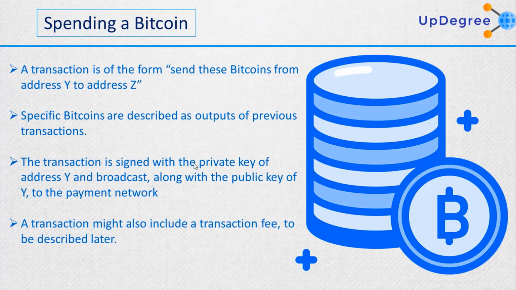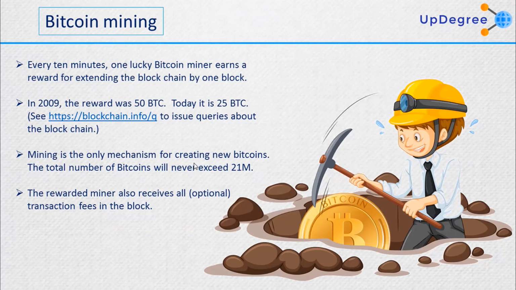So Bitcoin mining: we understood that Bitcoin mining happens every 10 minutes. Mining is the only mechanism for creating new Bitcoins, and the total number of Bitcoins will never exceed 21 million. The rewarded miner will also receive transaction fees in the block. So these are some of the important things.